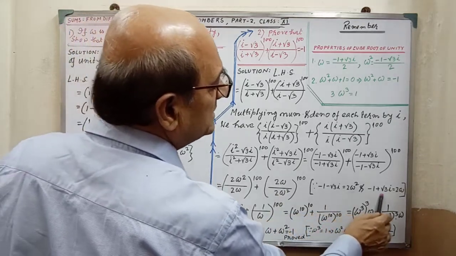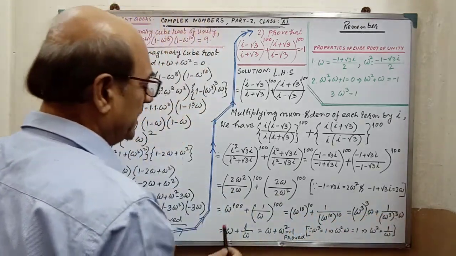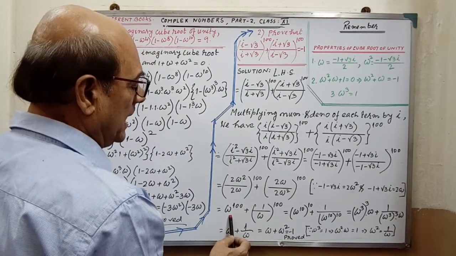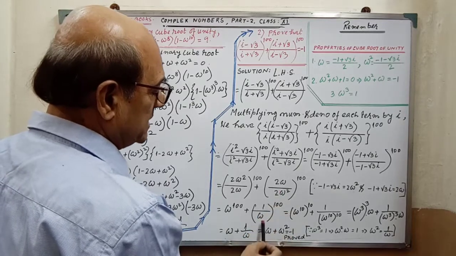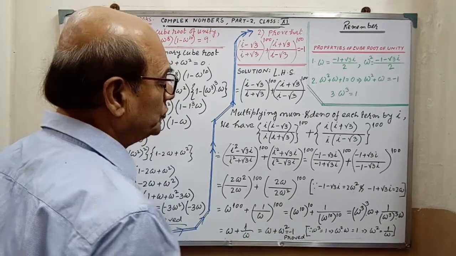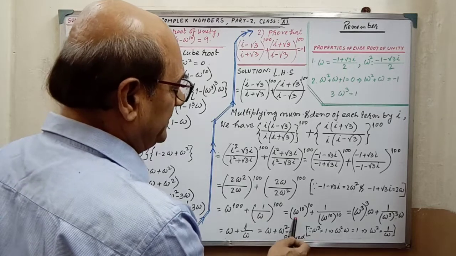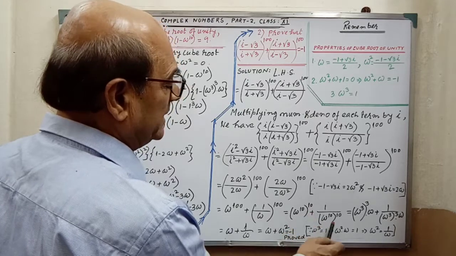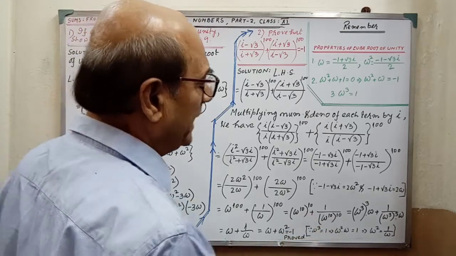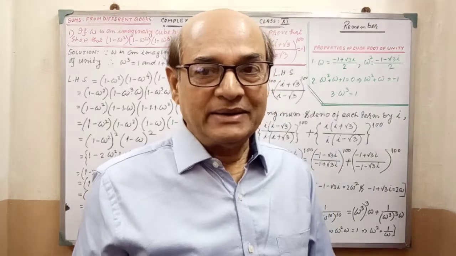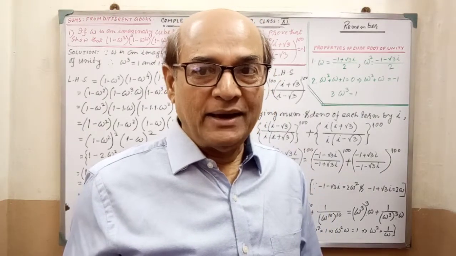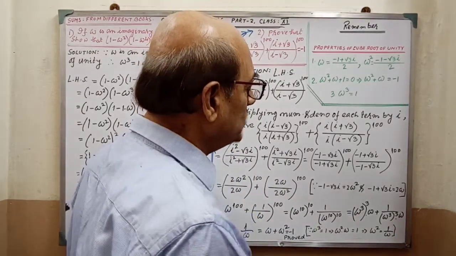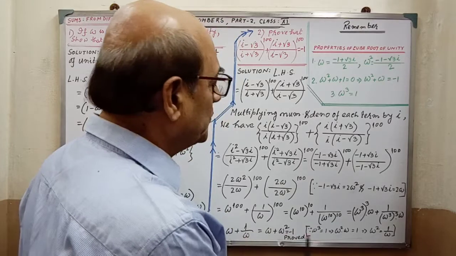And here the reason is given clearly. You must notice attentively. This and this will be cancelled, so it will be omega to the power 100, and after cancellation we are getting 1 by omega whole to the power 100. Then 100, omega to the power 10 whole to the power 10. In the same way we are getting omega to the power 10, that we may write as omega cube whole cube. In this way omega cube, that is known to us, is 1. Then we have to put the value.